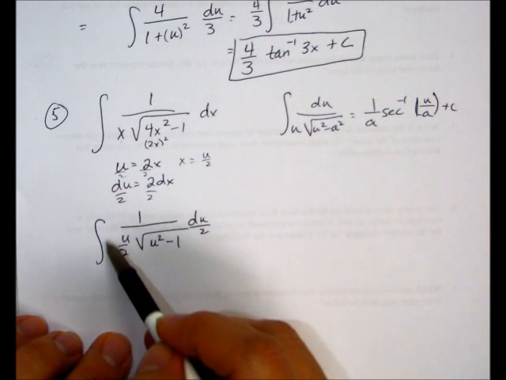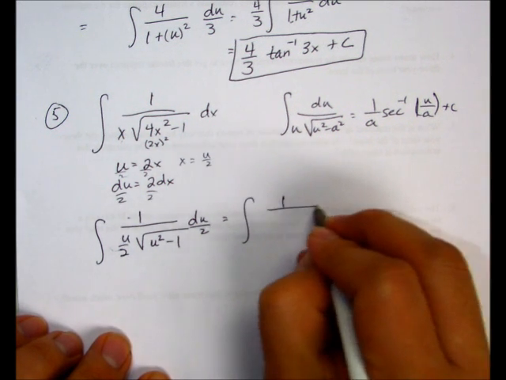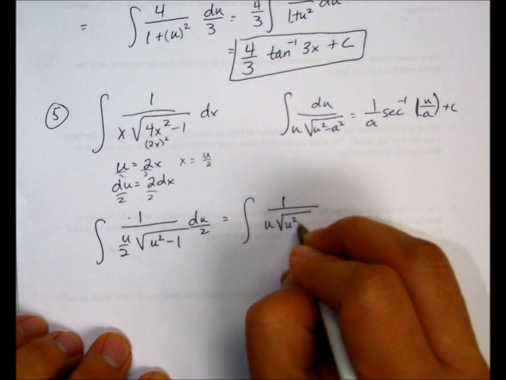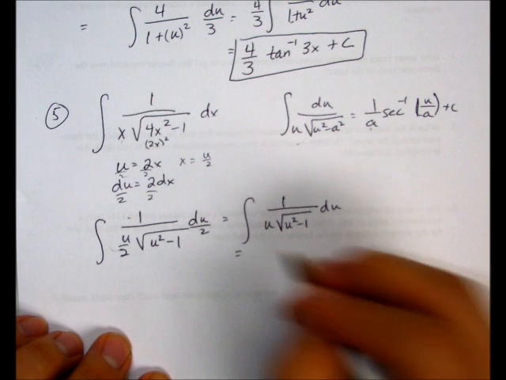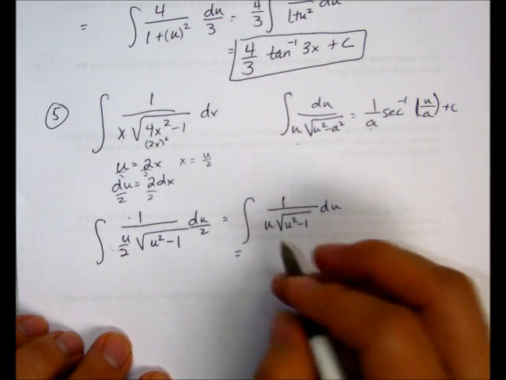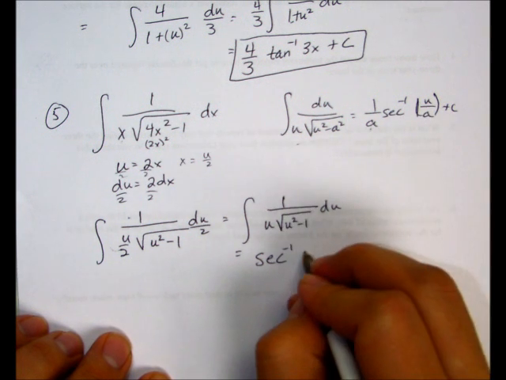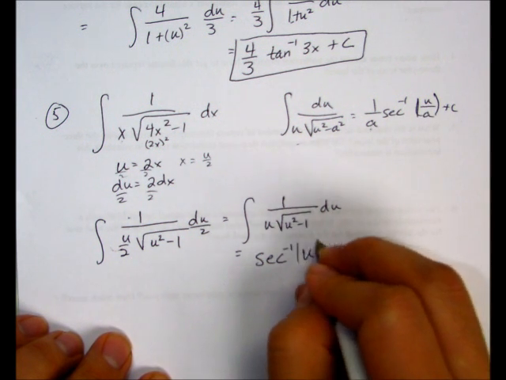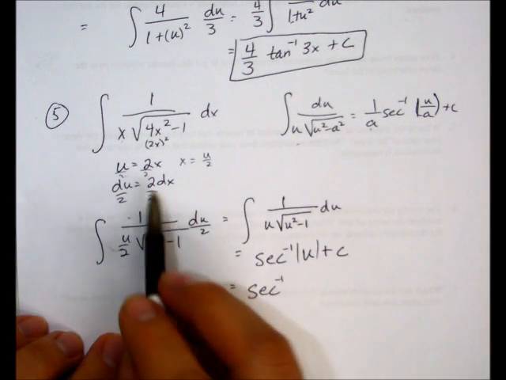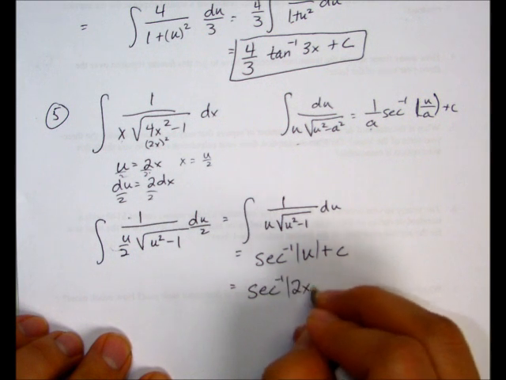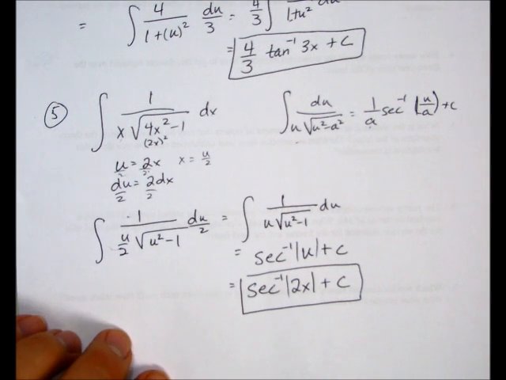Okay, well, this 2 is going to come up to the top here and cancel out with this 2. So I'm going to end up with 1 over u root u squared minus 1 du, which is exactly what we have here with a being 1. So we're going to have 1 over 1, which is just 1, inverse secant of u over 1 plus c. Now in the book they have an absolute value here, so I'll put the absolute value. Inverse secant, the absolute value of u was 2x, so 2x plus c. And that will be our answer for number 5.